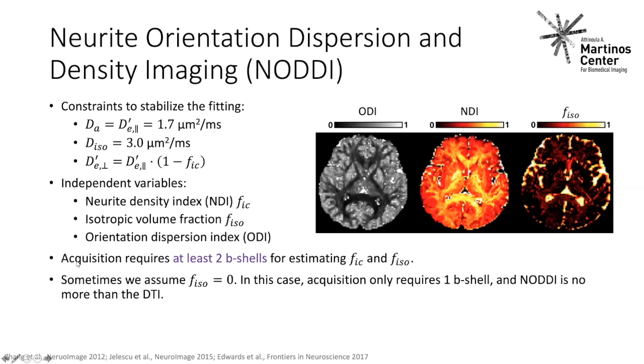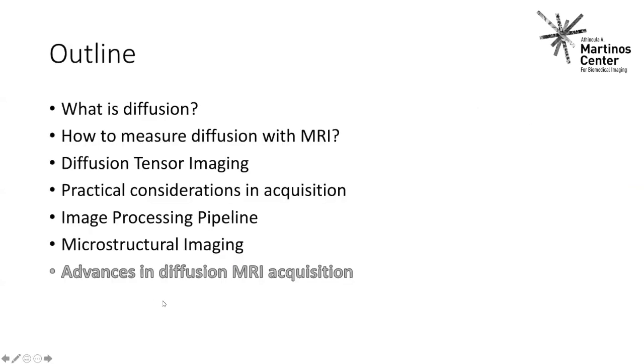For the acquisition of NODDI data, we need to acquire at least 2 b-shells because there are 2 unknowns for the volume fractions. Sometimes we assume that the volume fraction of CSF is 0, for example, for white matter away from the CSF. In this case, acquisition only requires 1 b-shell, and NODDI actually degenerates and is no more than the DTI. This is very important, but very few people notice that. The last part is advances in diffusion MRI acquisition, but I think we are running out of time, so I will stop here.